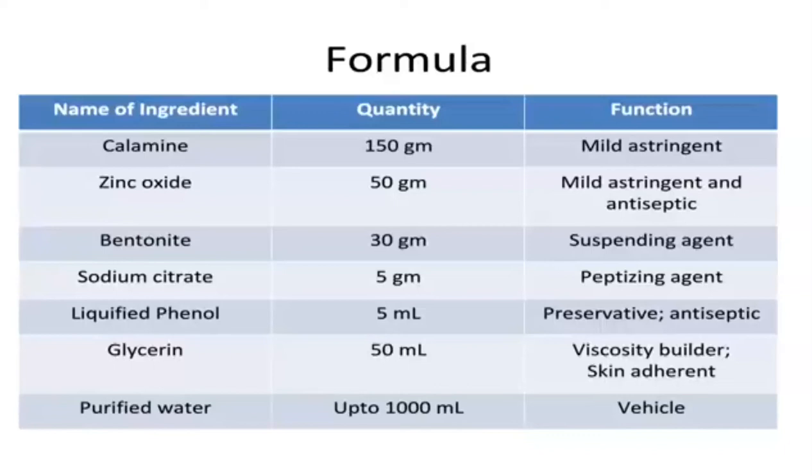So you have to add this quantity for the preparation of 1000 ml calamine lotion. Depending on the quantity of the whole preparation, you have to calculate the quantity. This quantity is given for 1000 ml.